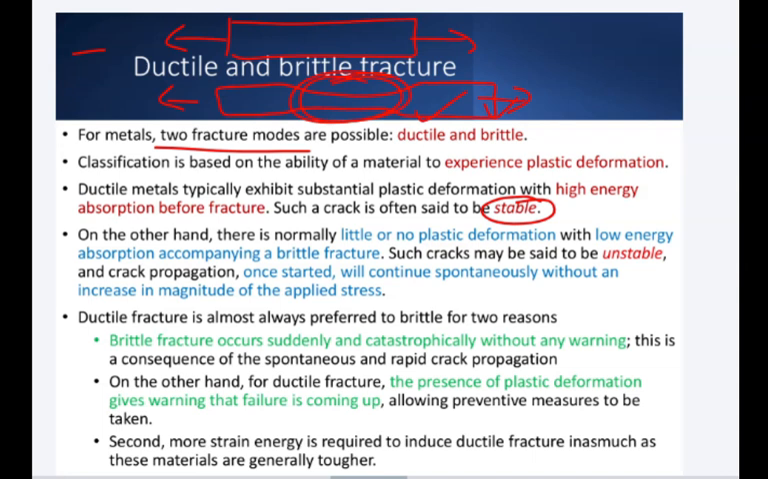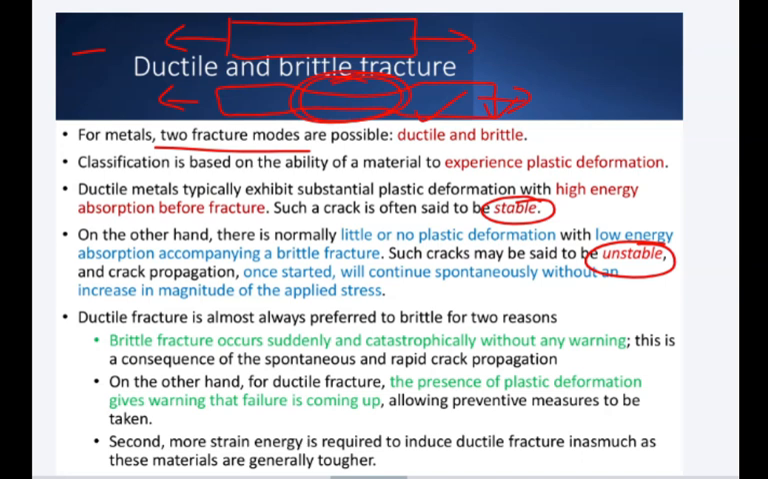On the other side, when there is no plastic deformation, you just apply the force to the material and suddenly it breaks. That means low energy absorption. The material will not absorb much energy. So that type of crack is said to be an unstable crack. Unstable cracks mean that the crack can propagate at any instant of time. Without giving warning, without alarming, it can break. That's why it is known as unstable.